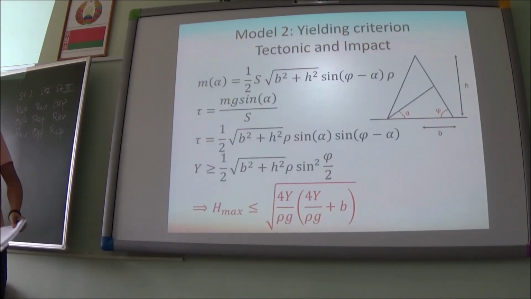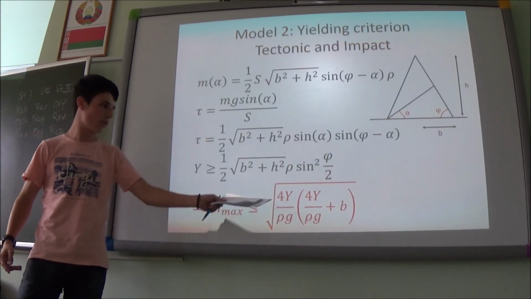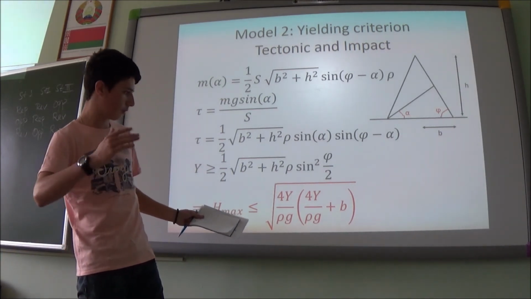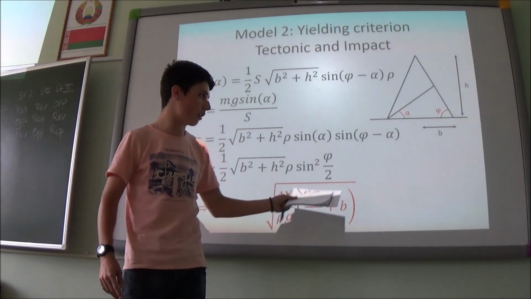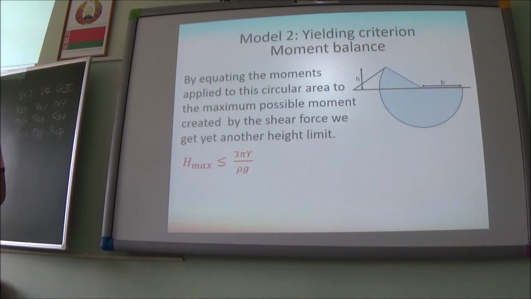By these considerations, we can apply some mathematical models, and we get this formula which connects the highest possible height with the density, the gravitational acceleration, the yielding stress, and half the base of the mountain. This is made for tectonic.